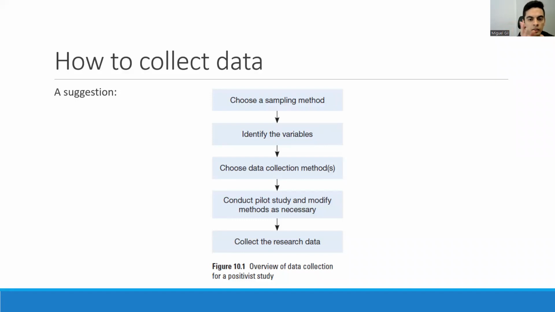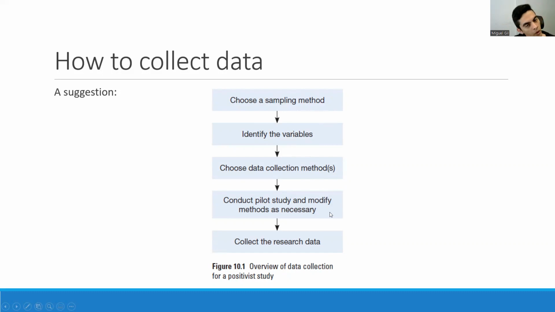This is the ideal order, because sometimes we start from here, because there is, I don't know, that is where the inspiration comes from, and then we move to the sample. But let's assume that we start from the ideal, which is starting with the sampling method, then we move to the variables, then we choose how to collect the data, we choose the collection methods. We're going to talk about that later.